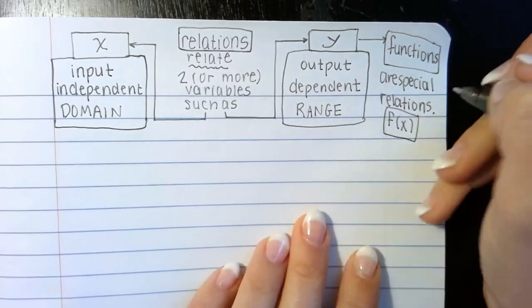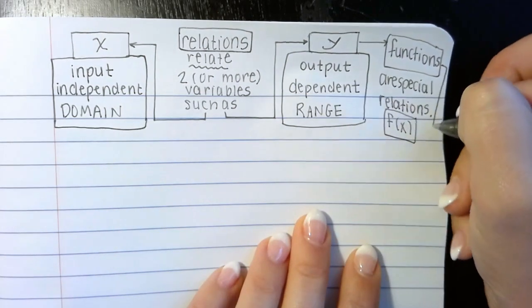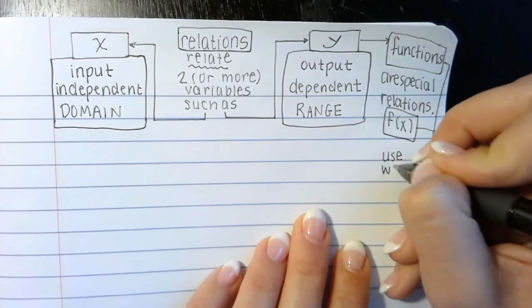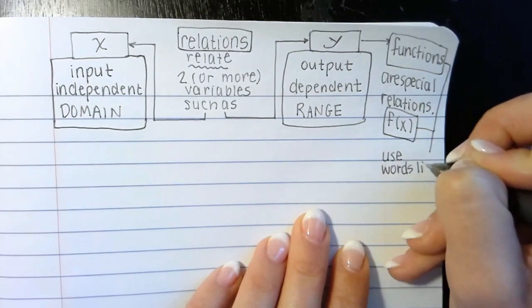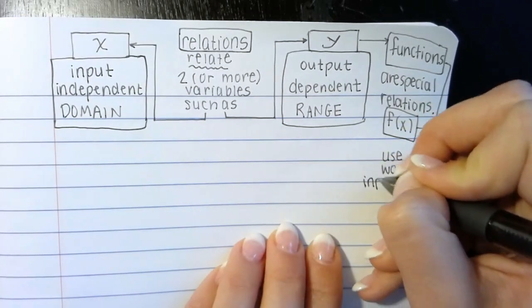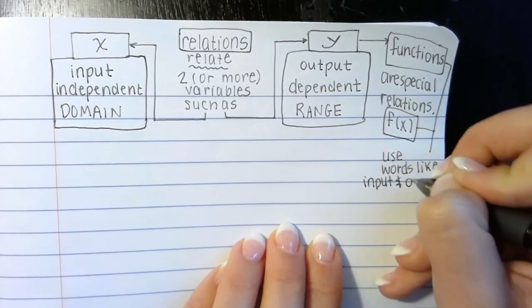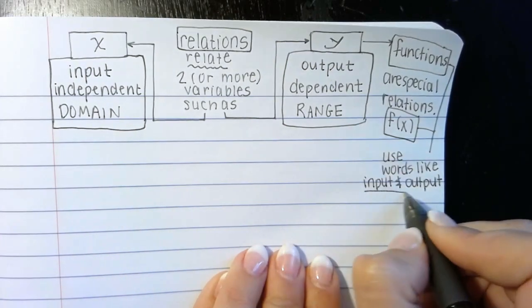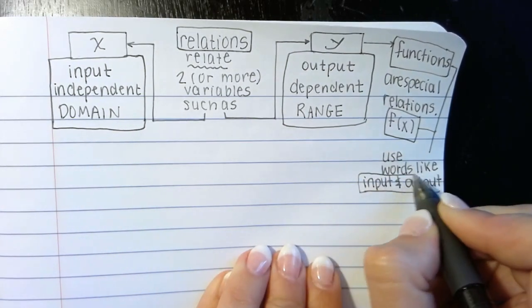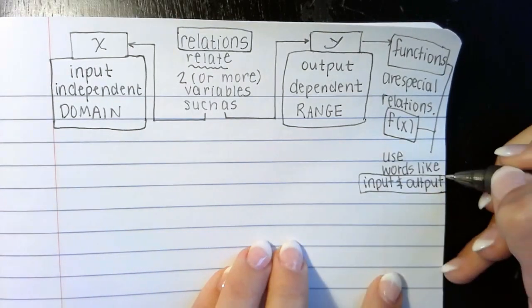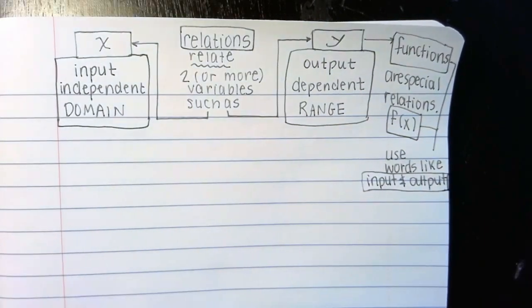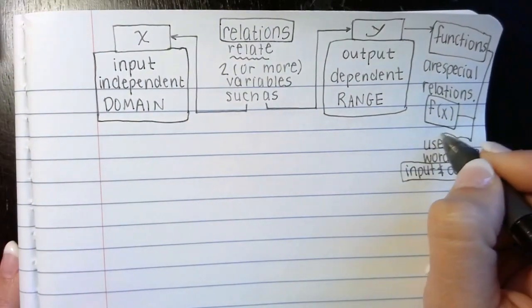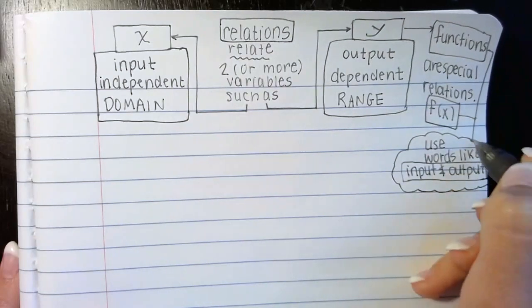And this also, under the circumstances of functions and f of x, is when we use words like, especially these two words, input and output. We really reserve words like that for functions. Function notation, evaluating functions, which you can find inside your notes, inside worksheets and packets and things like that. So I'm just going to put this as a little side idea.